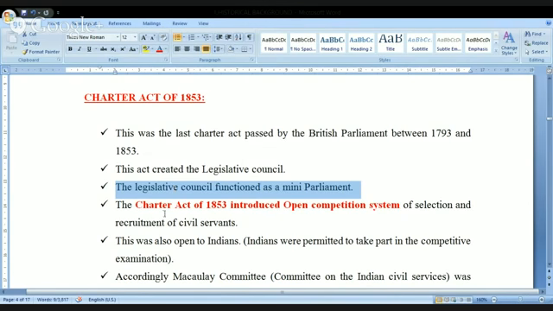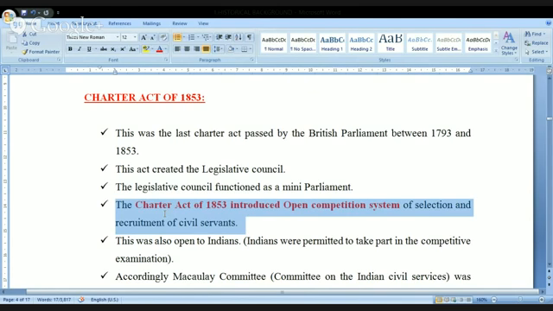Next one. Look at this. The Charter Act of 1853 introduced the open competition system of selection and recruitment of civil servants. For the first time, Indians were permitted to write the civil service examination. Before that, Indians were not permitted to write this examination. If you remember, during that time, the services were divided into covenanted and non-covenanted services. Covenanted means higher level services. Non-covenanted means lower level services. And Indians were permitted only for the non-covenanted services. But for the first time, with the introduction of the open competition system for selection to the covenanted services, Indians were also permitted to write the examination.